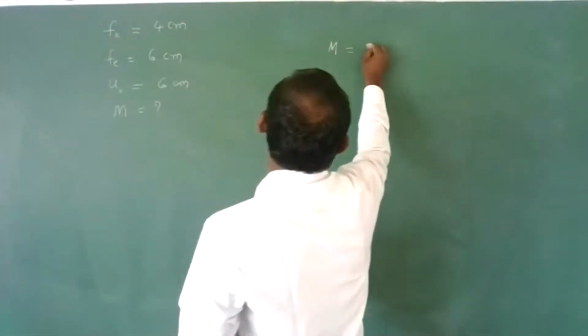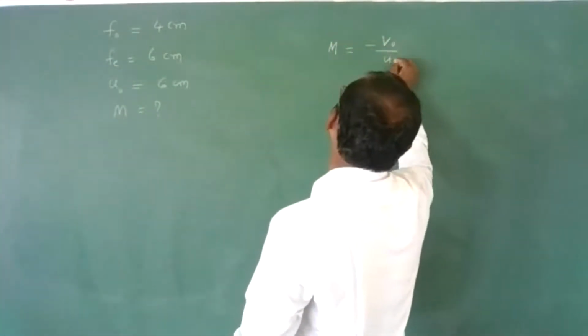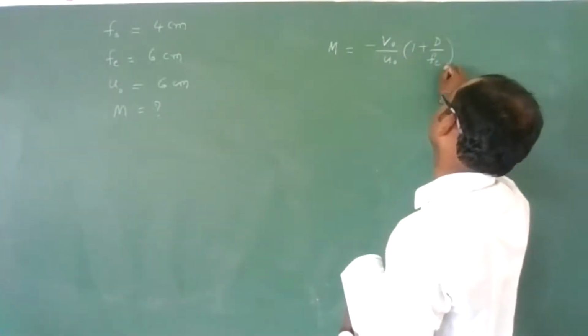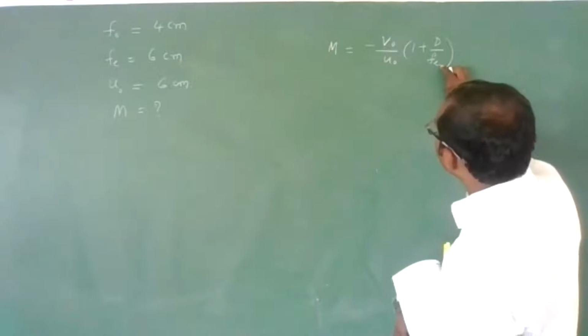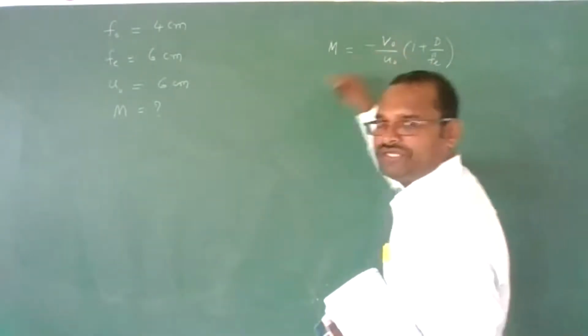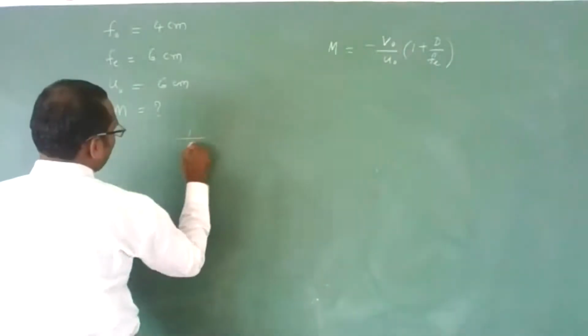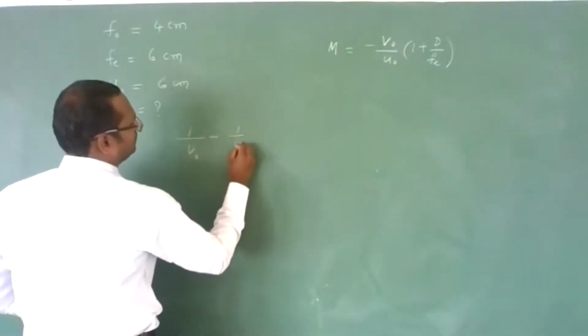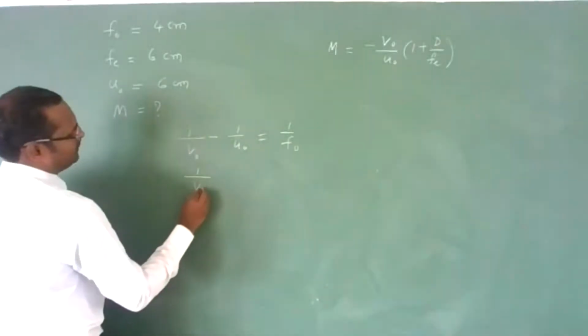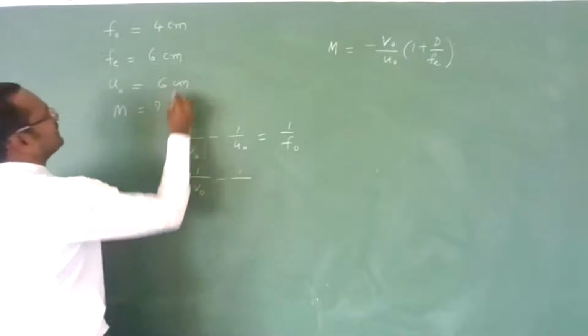Formula. The magnification produced by the microscope is minus v naught by u naught into 1 plus D by fe, as the image is formed at the distance of distinct vision. fe is known, D is known, u naught is known, v naught is unknown. We need to find it. The formula is 1 by v naught minus 1 by u naught is equal to 1 by f naught. 1 by v naught we need to calculate, minus 1 by u naught, where u naught is 6 centimeter.